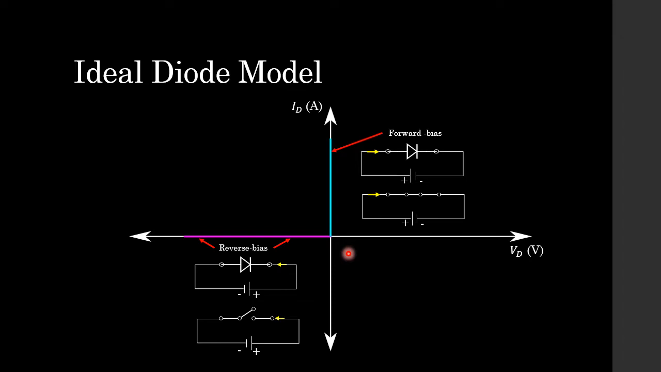And that, students, is basically the ideal diode model. We model the diode as a switch. In the forward biasing condition, the switch is closed, current can flow. And in the reverse biasing condition, the switch is open, no current can flow.